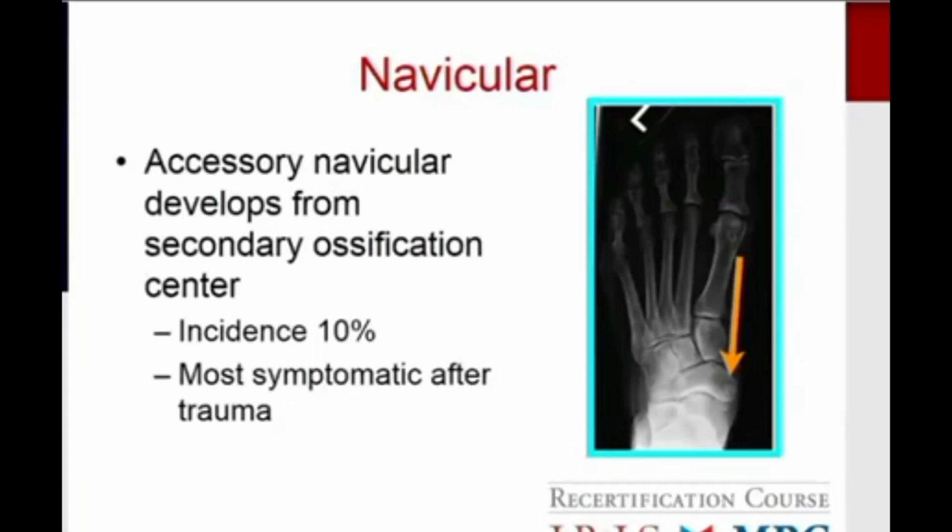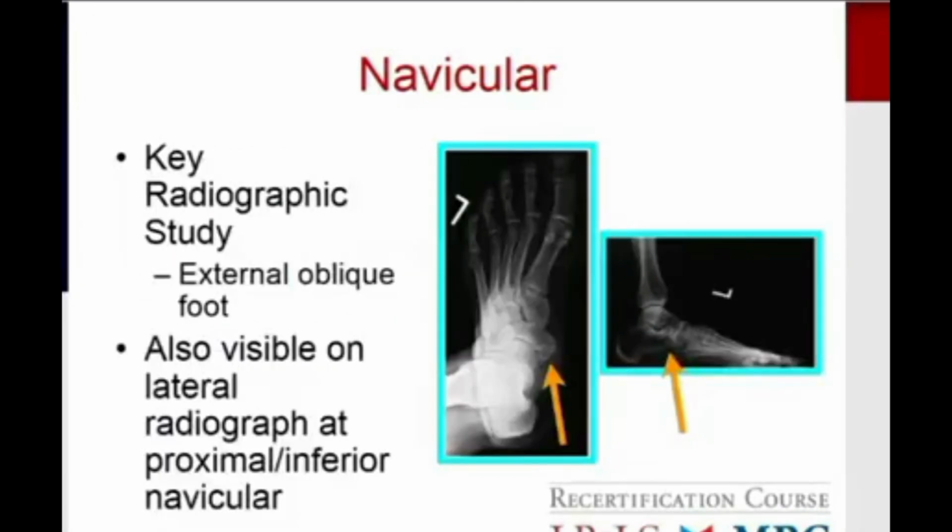The accessory navicular develops from some type of secondary ossification center off of the base of the navicular. The incidence in the general population is about 10%. It's most symptomatic after some type of traumatic incident that creates an avulsion of that bone off of that region, where it has a synchondrosis between the accessory and navicular bone.